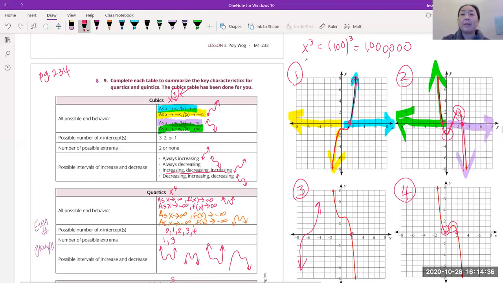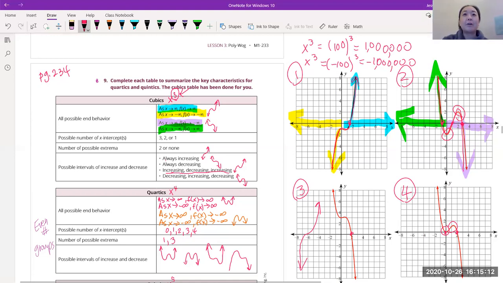But if we did x cubed and then put a negative 100 in here, a pretty big negative number, and then we cube that, it's going to be the exact same number, except it's going to be negative. So that's why on the negative side, the answer is always going to be negative, and on the positive side, the answer is always going to be positive. And so that's why one arm goes to the left. If your a is positive, it's going to go down low and then up. So your arms are looking like this.